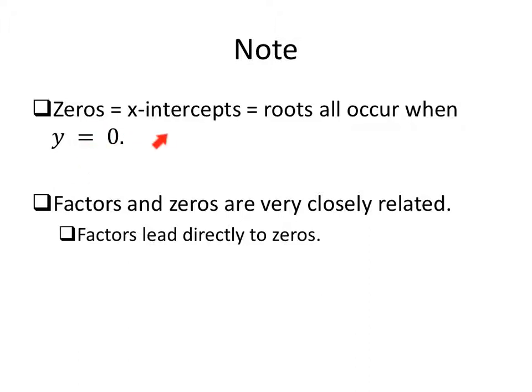Remember, zeros, x-intercepts, roots, they all mean the same thing. If I say one, I mean the other two. That's all when y is equal to 0. And also remember, factors and zeros are very closely related. That's from the factor theorem, right? Factors lead directly to zeros.